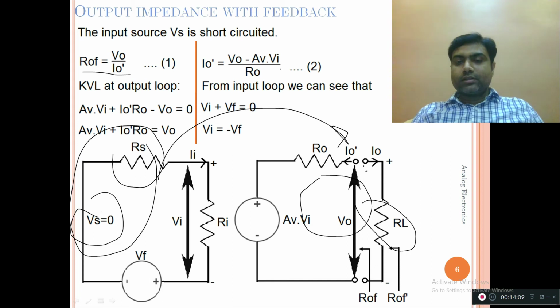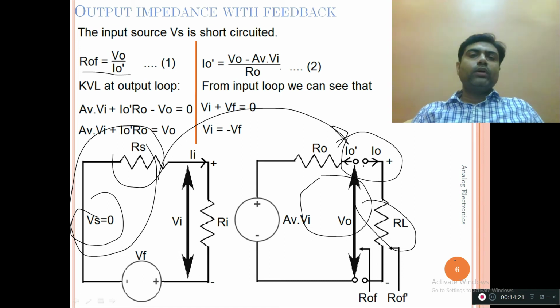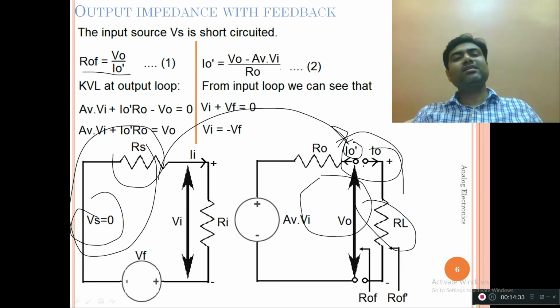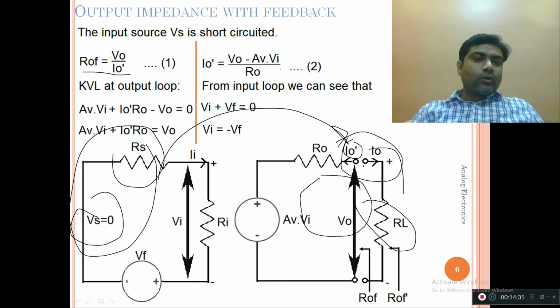I have just separated this to get a feel of a two-port network. So this is the RL, that is the load impedance, and we are interested to calculate the ROF. This is the I0 which is flowing across the RL, and I have considered another current which is known as I0 dash, which is just opposite of the I0. Now this is the KVL at the output loop. When we apply the KVL at the output loop, we get this particular equation, and by manipulating the values, I have calculated the I0 dash. I0 dash is nothing but equation number 2.